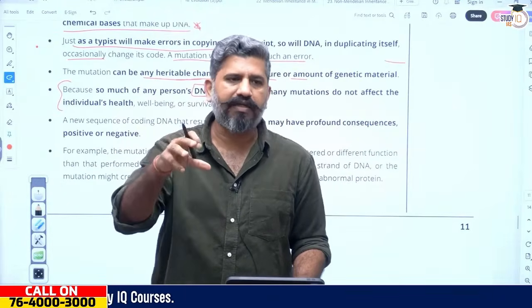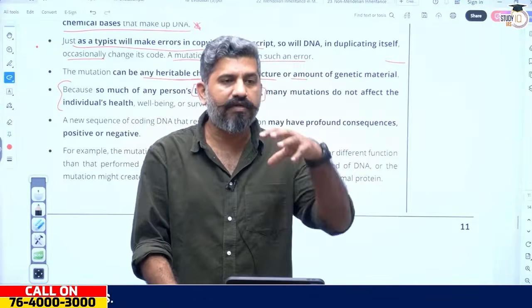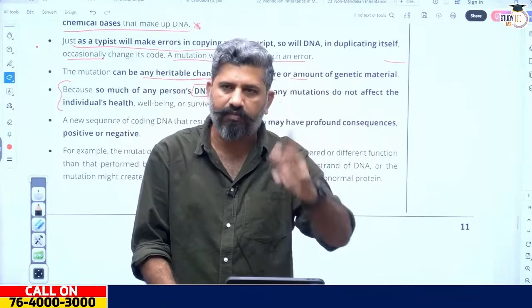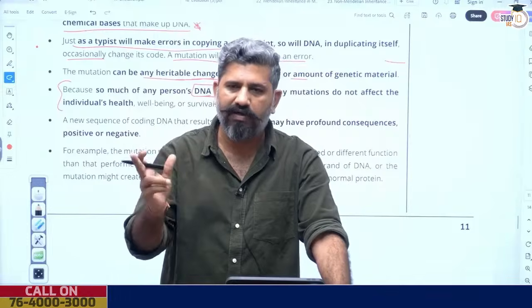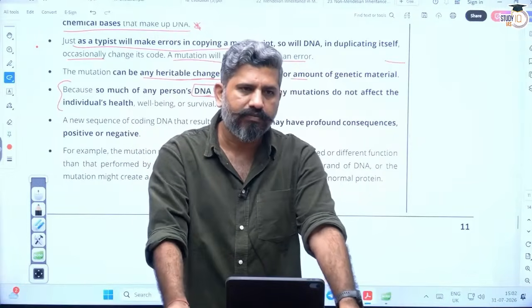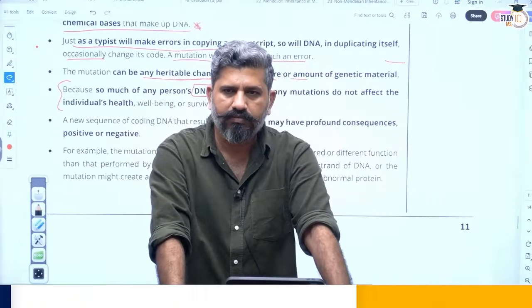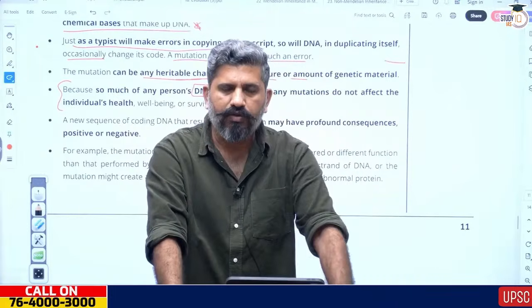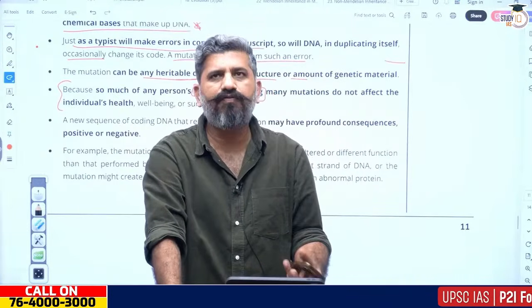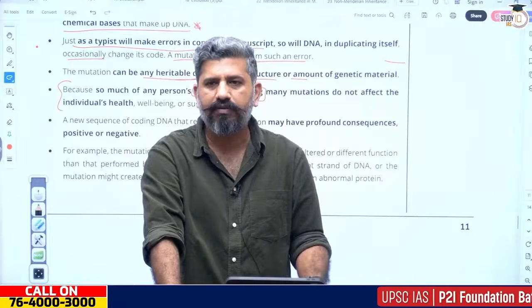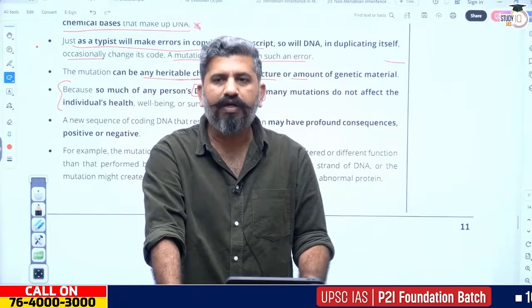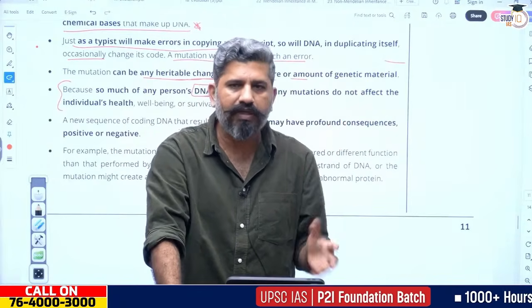Eventually, it is the physical trait that is important, because that physical trait is going to be eventually selected by the environment. If it is helpful, if it is advantageous, if it is adaptive. So DNA is like what? If you are using a phone and the applications inside it, what is the code that is running behind that application? That is more important.